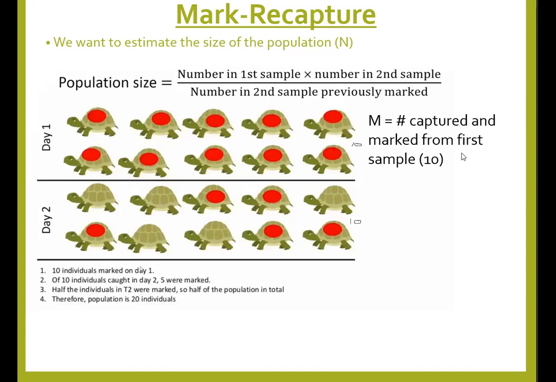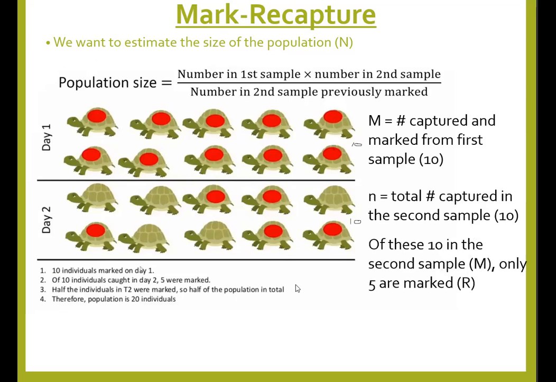The number of animals captured first and marked from this first day sample, so these 10, all 10 of them were captured and marked. So that's a capital M. N is the total number captured the second time. Again, this can be hours later, days later, months or years later. It depends on the species being studied and the limitations of the scientists. But the total number captured the second time, which happens to be 10 as well, is lowercase n.